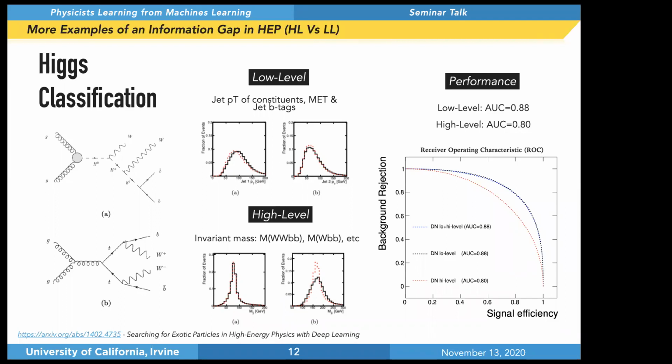Well, here, this is an example of a Higgs classifier. And again, there's a low-level way to view the data, which is all the different jet pTs of the different constituents and things like the missing transverse energy. And then there's a high level, and it's mostly invariant masses of the produced outcomes from the decay. And what you find is, again, there's this big gap between the low-level kinematics view of the problem and the high-level physics-motivated parameterized version.